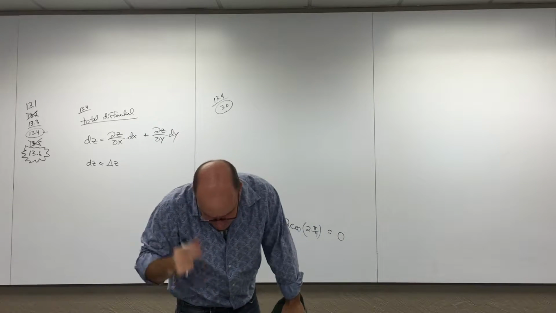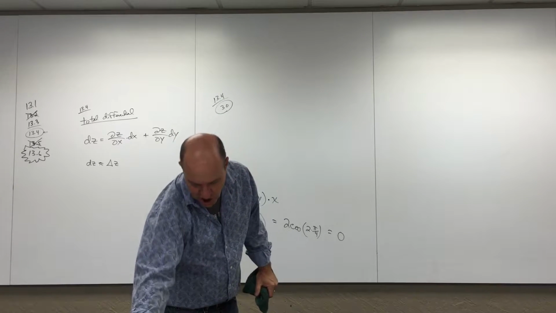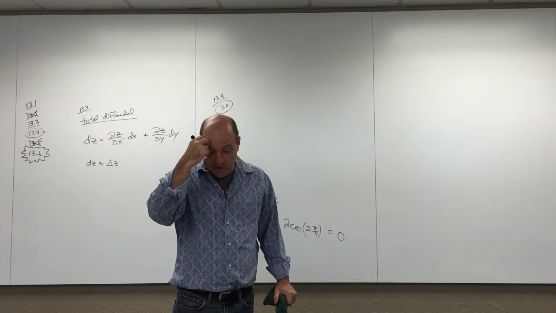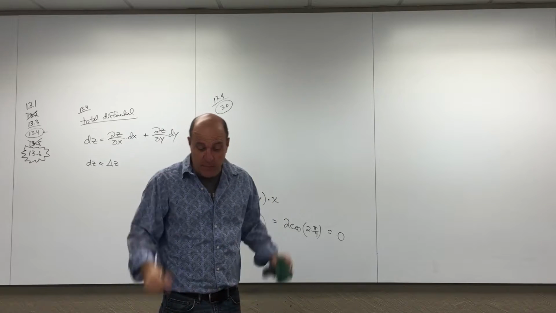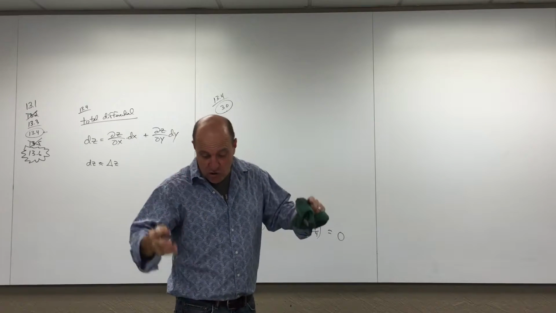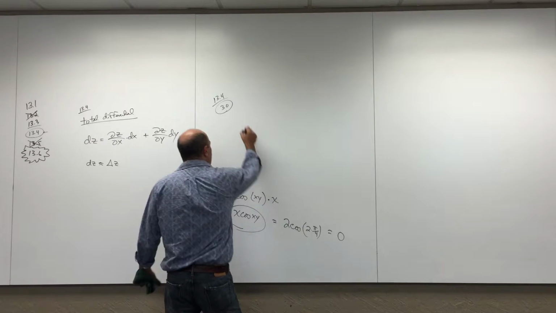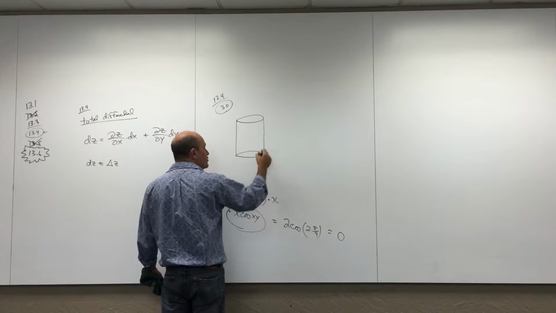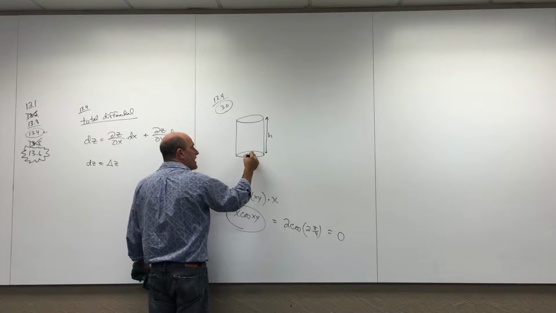Number 30 says, the possible error involved in measuring each dimension of a right circular cylinder is plus or minus 0.05 centimeters. The radius is 3 centimeters and the height is 10 centimeters. Approximate the propagated error and the relative error in the calculated volume of the cylinder. Okay, we're talking about a right circular cylinder. They said that I can measure the height h. They also said I could measure the radius r.